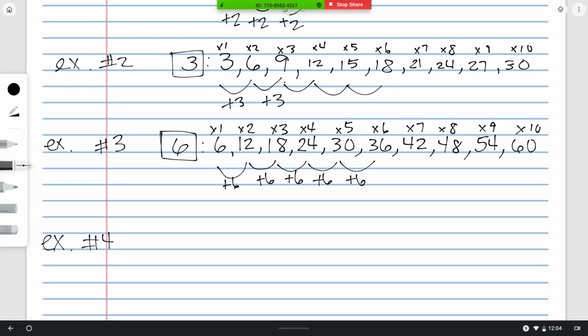Let's try nines. This is our last one, starting with 9. Multiples of 9. Skip counting by 9. Multiplying by 9. Adding by 9.